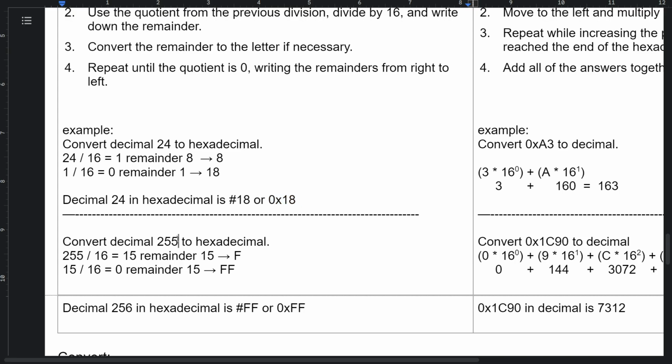So here's another great example. Let's convert 255. Even though I've already told you what 255 is, let's convert that. If we do 255 divided by 16, we get the number 15 with a remainder of 15. Well, what is 15 in hexadecimal? It's the letter F. So we write F down. Then, here's our 15. We're going to divide that 15 by 16. We get 0 with a remainder of 15. So we write that F down. And we get FF. So, the decimal 255 is FF.